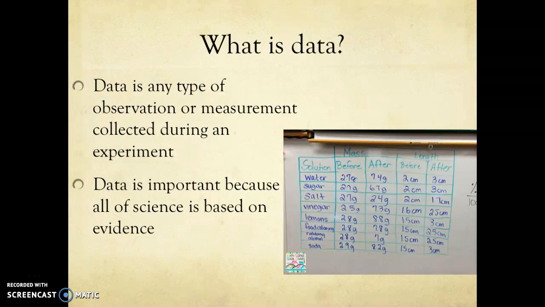All right, so data. Data is very important because all of science is based on evidence. Evidence is data. Now, data is any type of observation or measurement collected during an experiment. Measurements can be just about anything. It depends on what the experiment is and what's being done, what the question is, what the independent variable is, what the dependent variable is. Usually in here it's going to be some sort of measurement, some sort of quantitative observation using numbers.